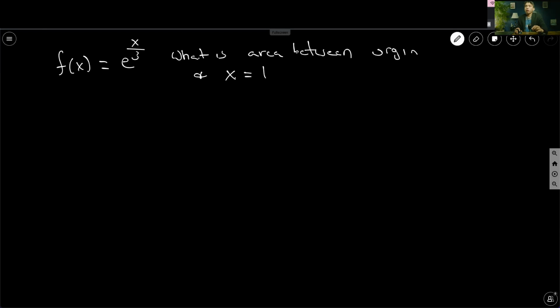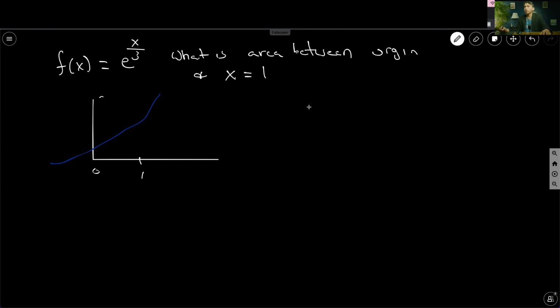So for this question, we have f of x equals an e function, e to the x over 3, and they want to know what is the area between the origin and x equal to 1. So basically, that is just your standard definite integral where you are going to go from the origin point of 0 to 1. We want to know the area. It doesn't really matter what the graph looks like, because you can just take the integral of it anyway. But just for those who are curious, the e function is going to have a shape along these lines here. But regardless, we just need to find the area.